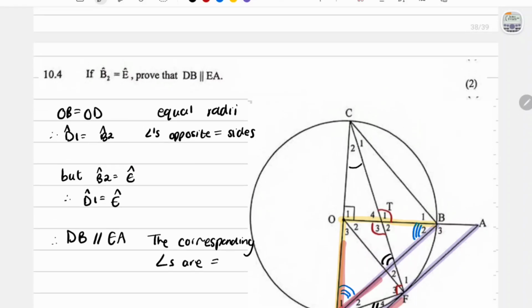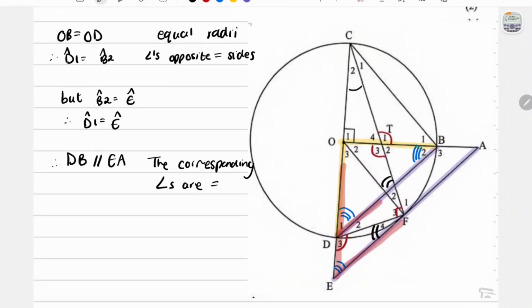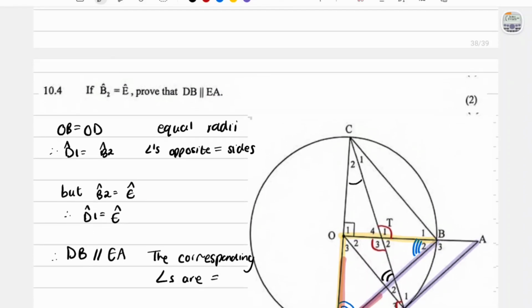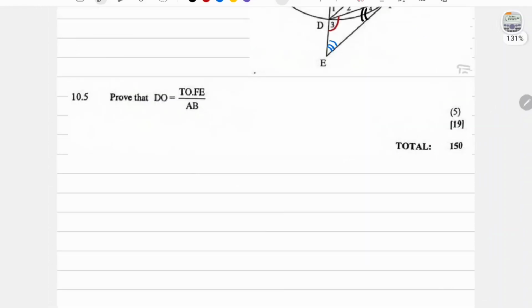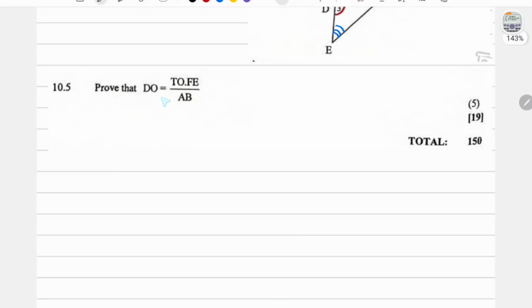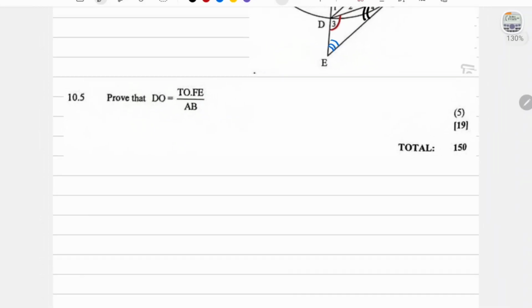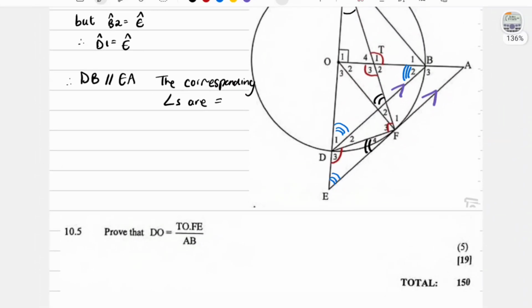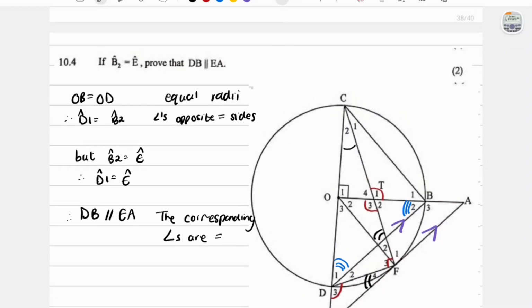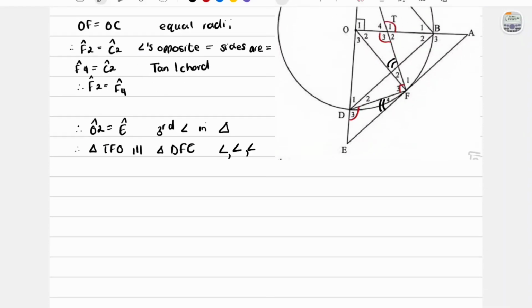And we've proven that. And then we're finally on the last question of question 10, which is 10.5. Again, I'm going to erase all of these because I've already proven that. So I'm just going to tell them these two lines are parallel. And we're just going to have to remember that. So we have all our angles now. The last question, 10.5, says prove that DO is equal to TO times FE over AB. Don't freak out when you see things like that. All they're doing is using one of the things you've already proven. It could be the similarity, because that's one thing we proved.